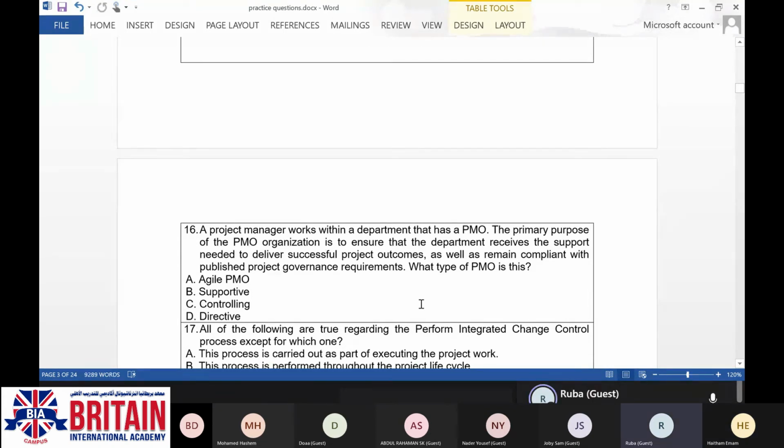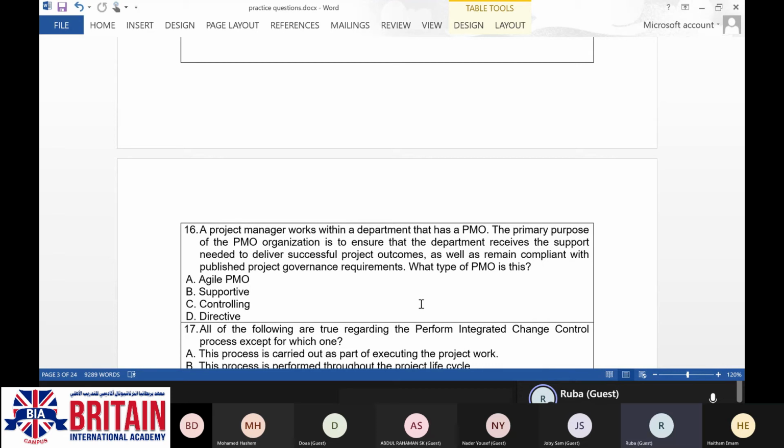Okay, question number 16. A project manager works within a department that has a PMO. The primary purpose of the PMO organization is to ensure that the department receives the support needed to deliver successful project outcomes, as well as remain compliant with the published project governance requirements. What type of PMO is this?